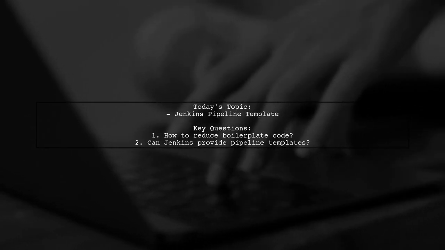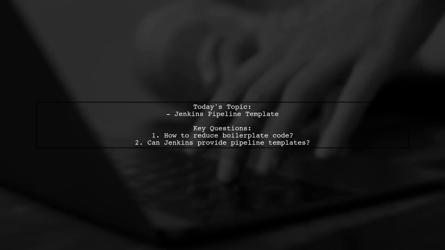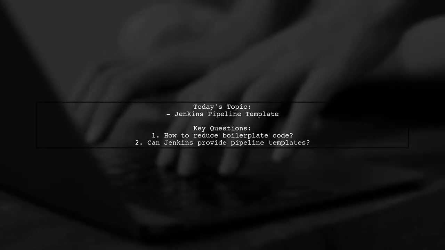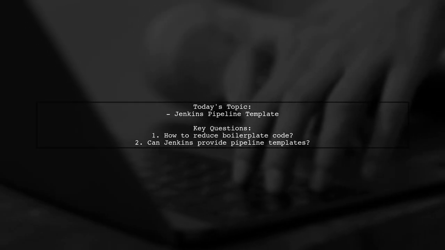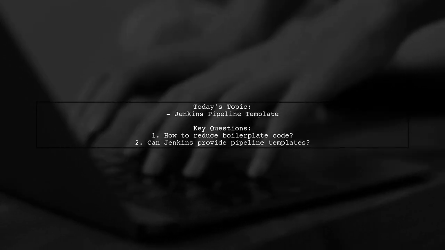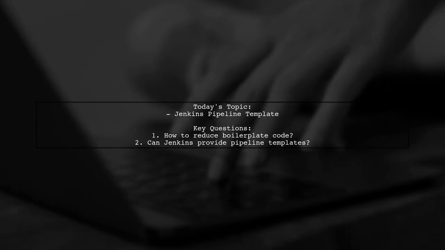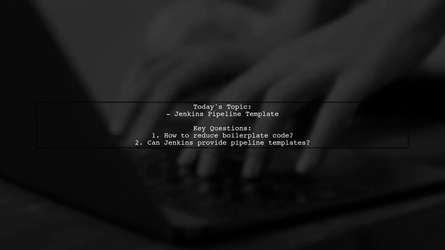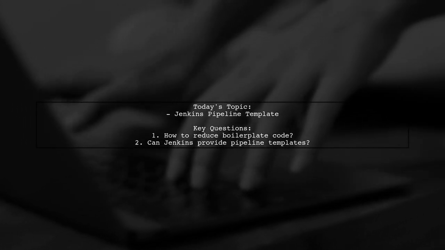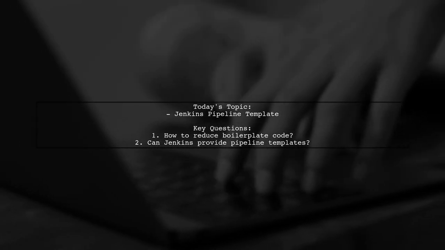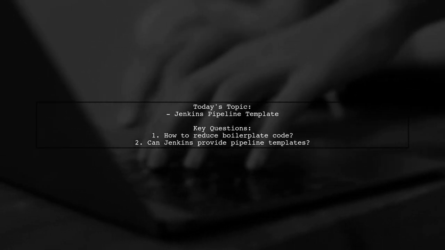Today, we're tackling a question that resonates with many Java developers. Our viewer is curious about how to streamline their delivery pipelines, which currently share several common steps. They want to know, how can we avoid the boilerplate code that clutters our project pipelines? And does Jenkins Pipeline as Code offer a solution in the form of pipeline templates?